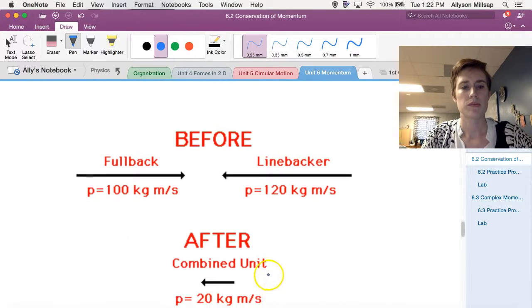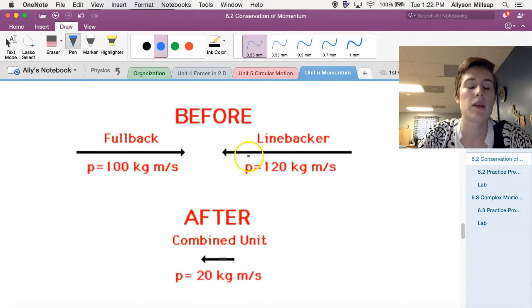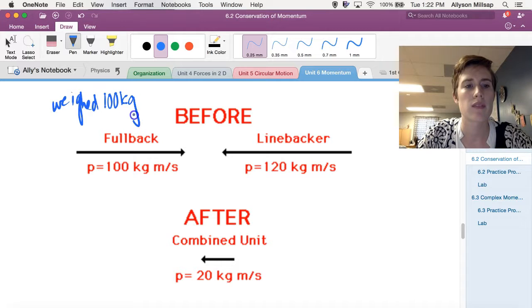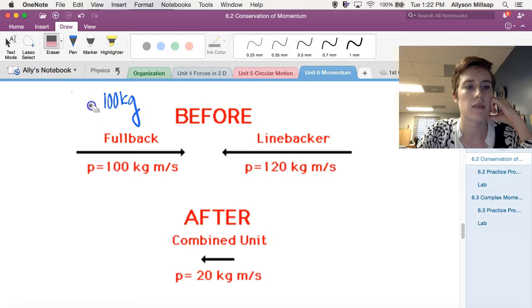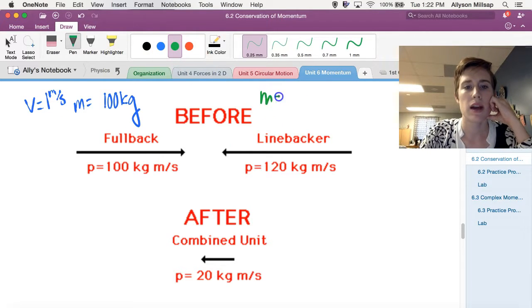Let's look at another example. Okay, so a fullback and a linebacker are running into each other. Let's say the fullback weighed 100 kilograms. Let me rewrite that. Let's say his mass is 100 kilograms and his speed was 1 meter per second. Okay, let's say for the linebacker, his mass is 120 kilograms and his speed is the same. Okay, they're both going the same speed.